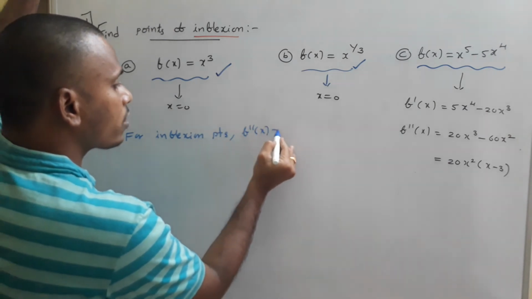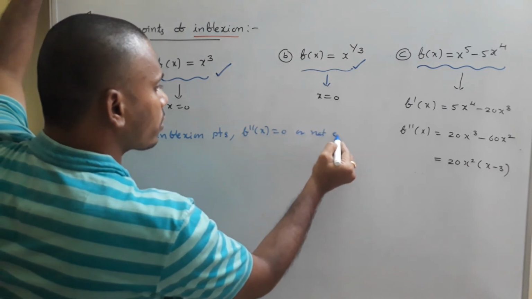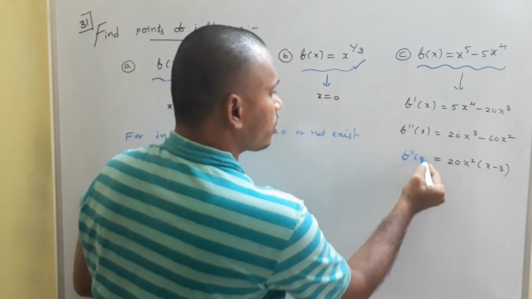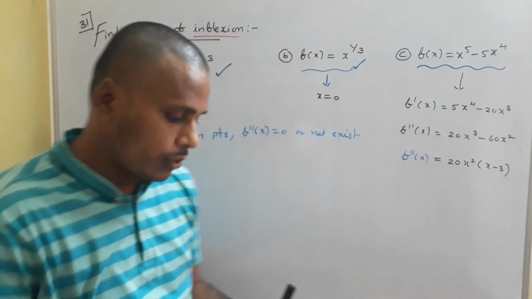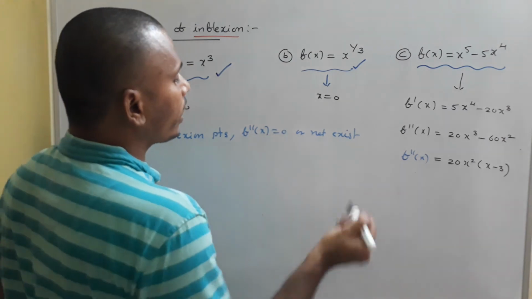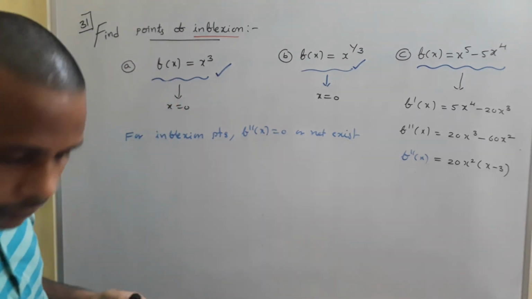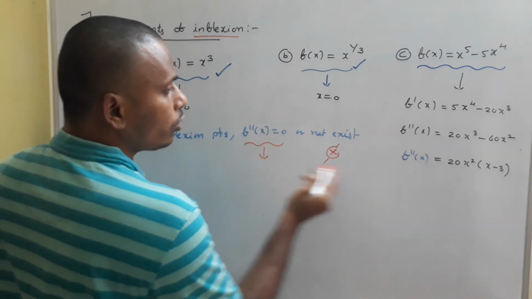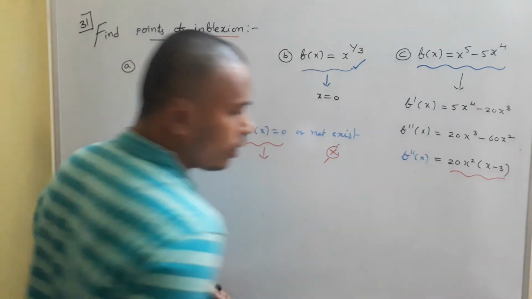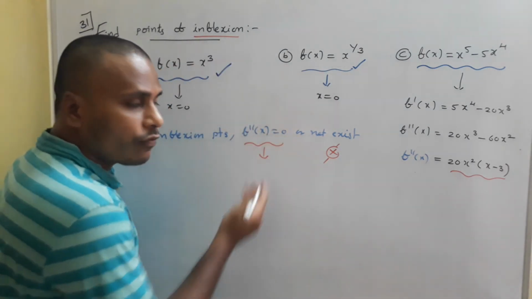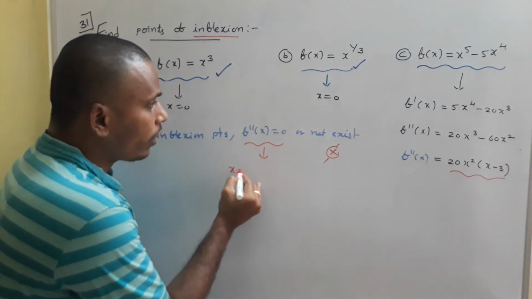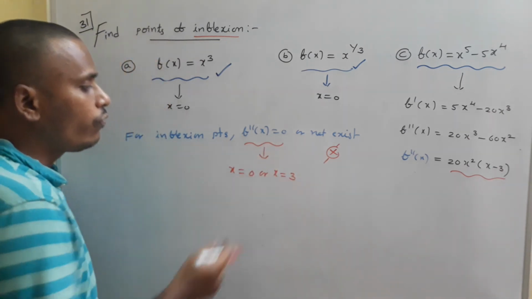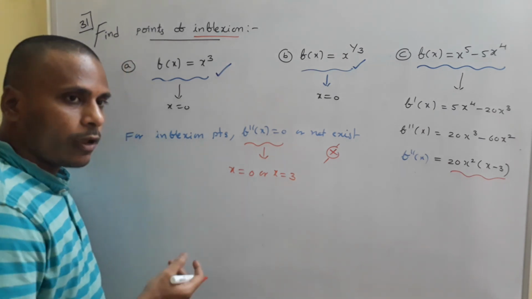f double dash of x equals 0 or does not exist. See, when you observe this f double dash of x, for sure it exists always. So we need to neglect the does-not-exist case. And f double dash of x equals 0. Whenever it is 0, observe this particular polynomial. From there, that quantity equals 0 if x equals 0 or x equals 3. So finally we have 2 points. Okay, and we need to check.